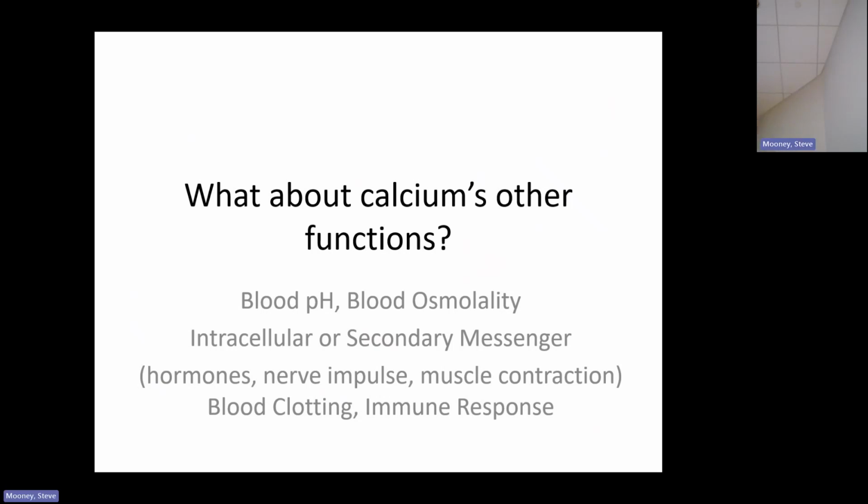So looking at calcium's other functions. Again, we said we're going to use the bones as a bank. We're going to use calcium to help manage our blood pH, help manage our blood osmolality. It's going to be a secondary messenger inside the cell. So it's going to be linked with hormone cascades, nerve impulses, and muscle contraction. We need calcium for muscle contraction. It's also involved in blood clotting and immune responses.